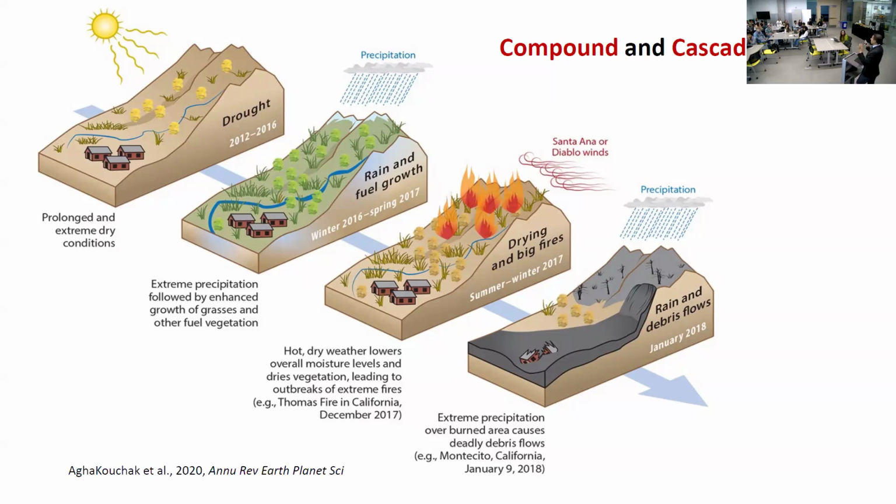So these are different events that happen over different scales. Some of them are long-term, like drought over a 5-year period. And some of them are very short-term. This whole debris flow event happened in about a couple of hours. So they have different scales. They happen over different times, but they are all connected.